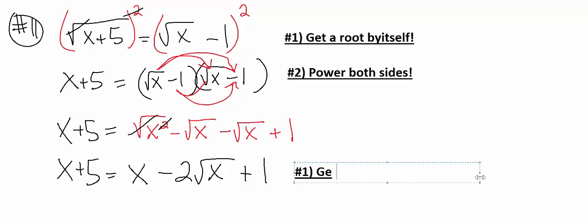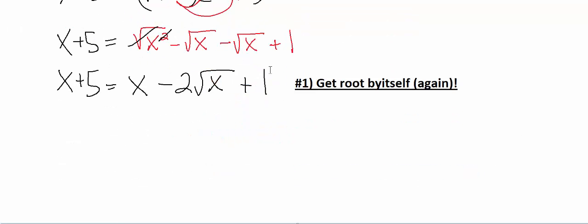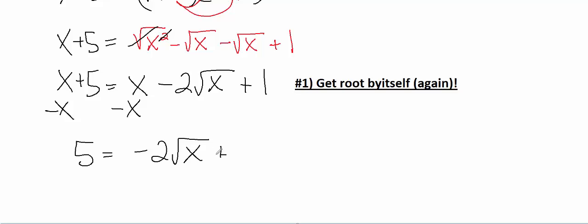So step 1, get root by itself. And I'll put here again, if you ever have 2 roots, you're going to have to do this process twice. So let's go ahead and get this root by itself here. To do that, we're going to minus the x over. Minus x. That gives me 5 equals negative 2 root x plus 1.